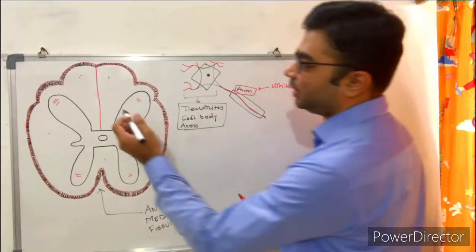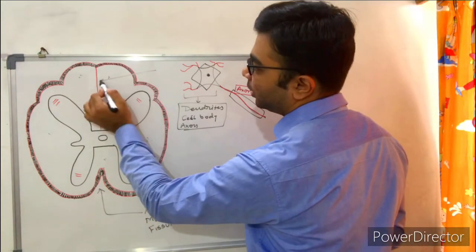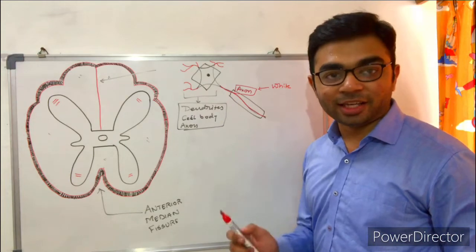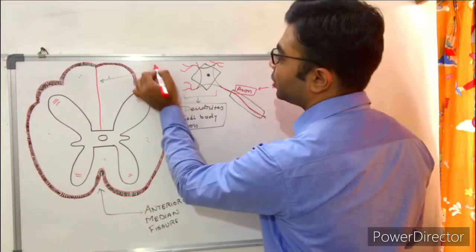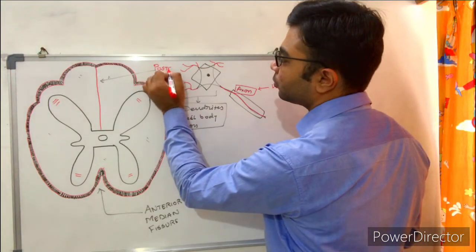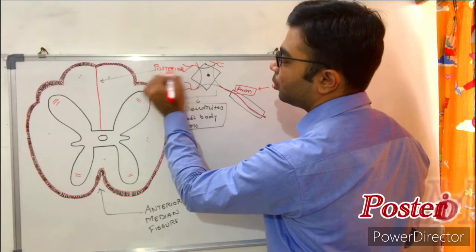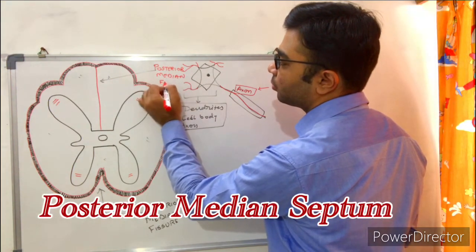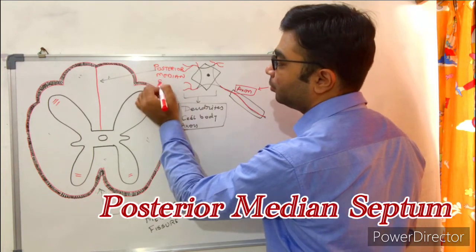Now you can see a vertical red line. This vertical red line is actually the posterior median fissure, or I can say the septum.